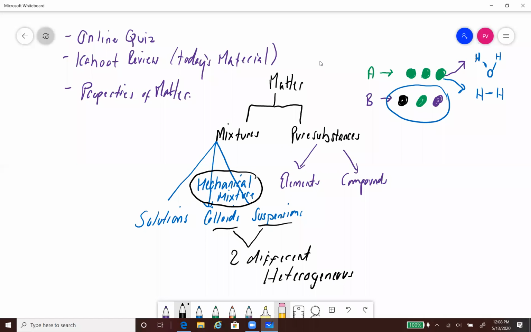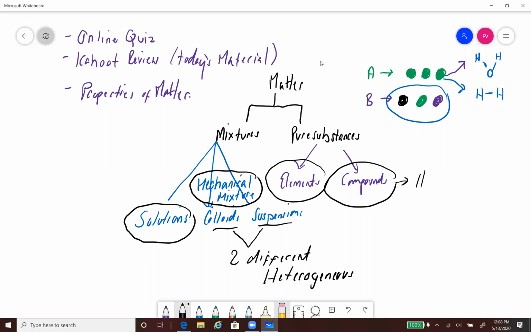Whereas solutions, elements, and compounds were all homogeneous, which means when you look at them, they all look the same. For example, if I have a sheet of aluminum, it looks the same everywhere.